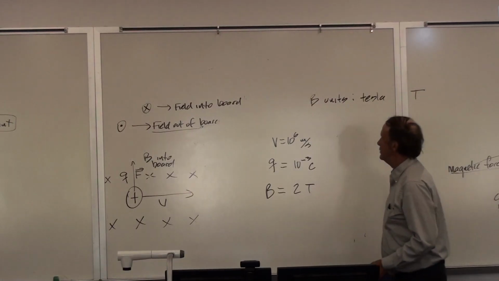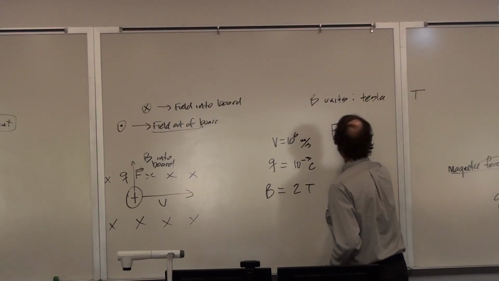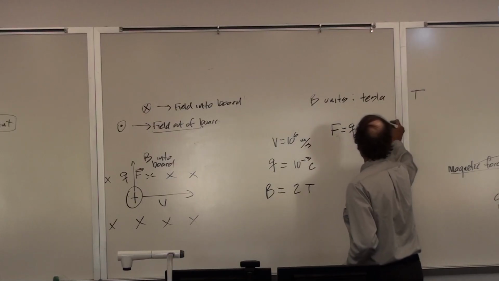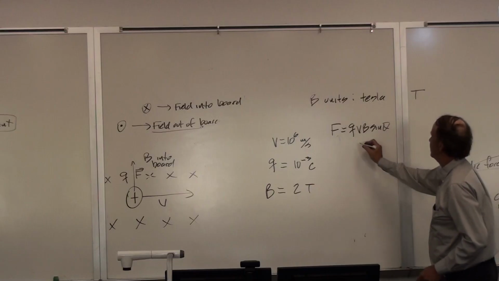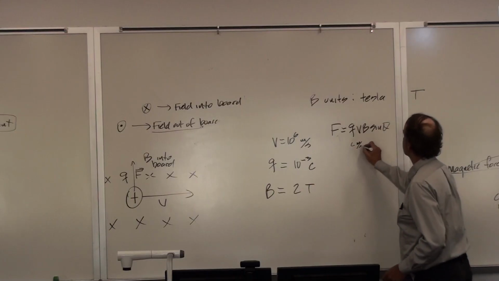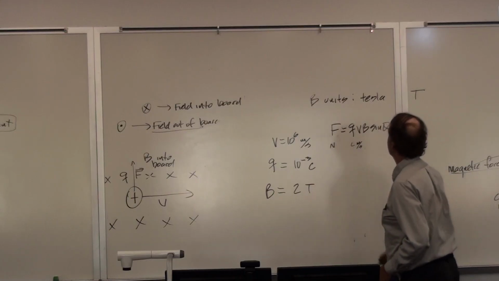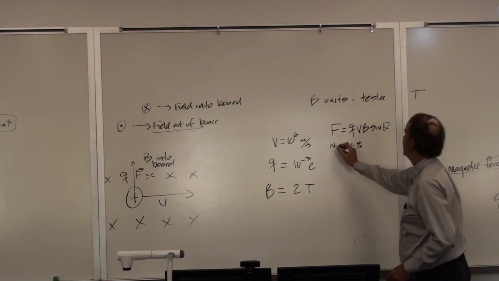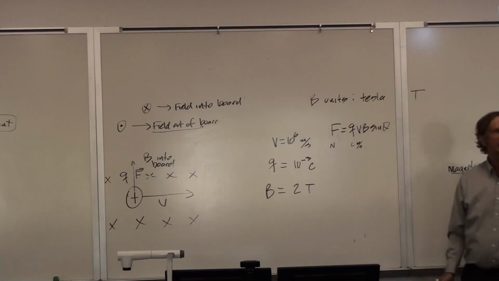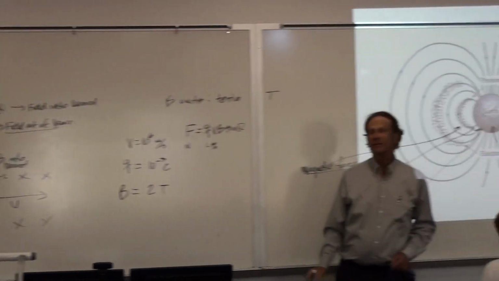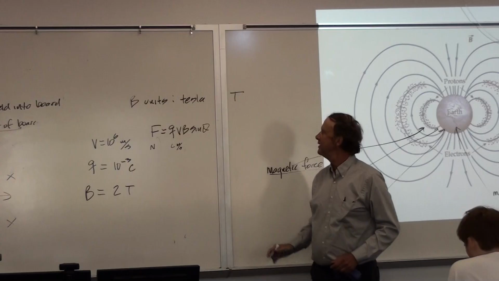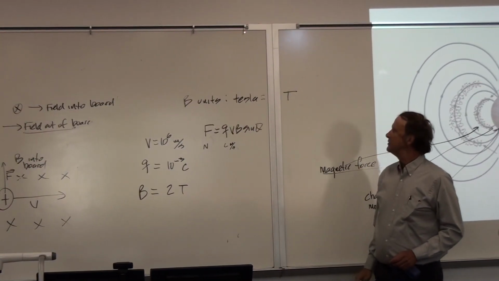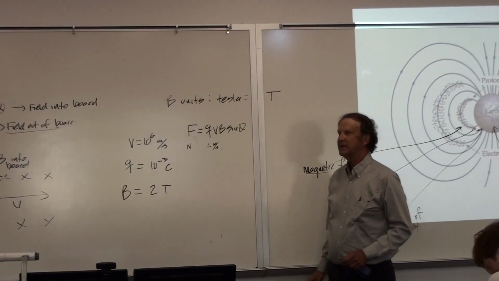So if you plug in, force is equal to Q V B times the sine of theta. Then we have coulomb here, meter per second. This is Newton. And so you could say that a Tesla then is a Newton second divided by coulomb meter. Or you could break it down to more basic units, but as long as everything else is in MKS units, the unit for magnetic field is a Tesla.